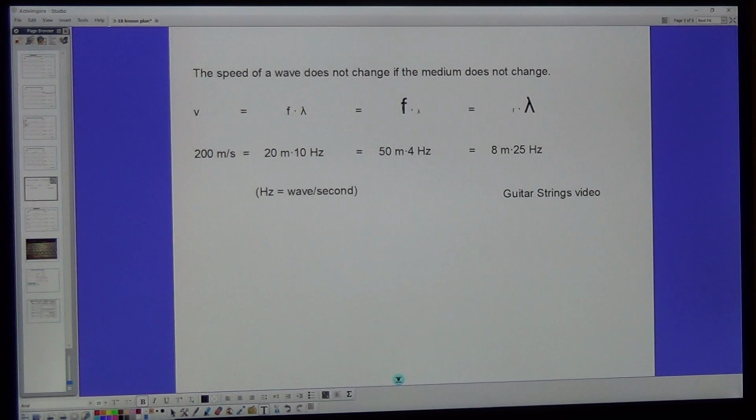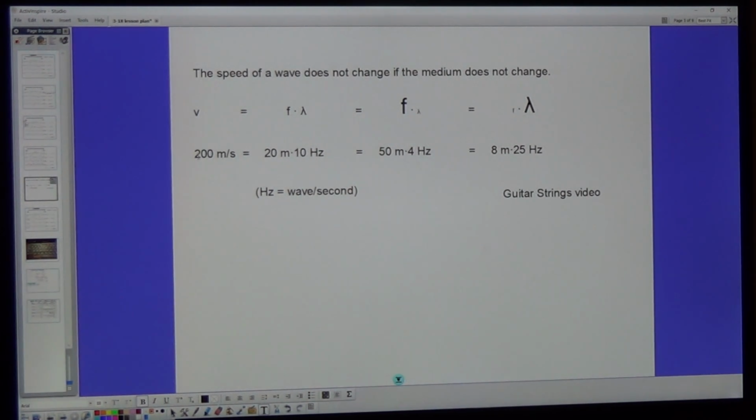So as you wiggle the string at higher frequencies, the wavelength is going to decrease. Or conversely, if you shake the string at lower frequencies, as the wave travels, it's going to get further before the next shake comes along, so the wavelength is going to increase.